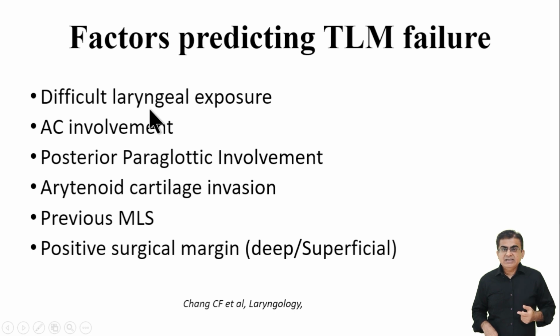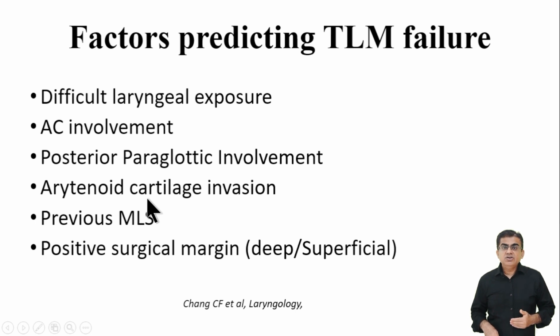The second major factor is anterior commissure involvement. As we discussed earlier, this tight anatomical area allows cancer cells to easily hide and spread. Next, you must be very careful with posterior paraglottic involvement and arytenoid cartilage invasion. When the cancer goes deep into this specific posterior structure, it becomes highly challenging to remove it completely without causing severe voice and swallowing damage.